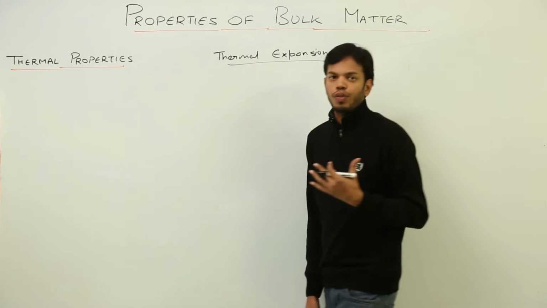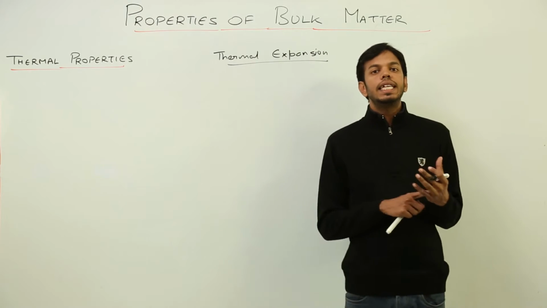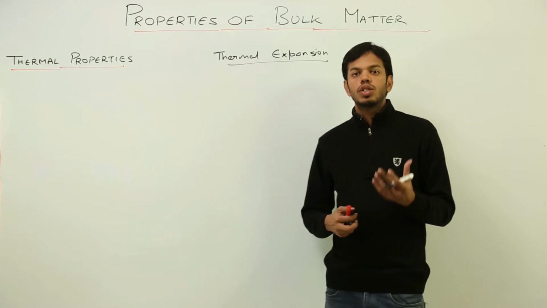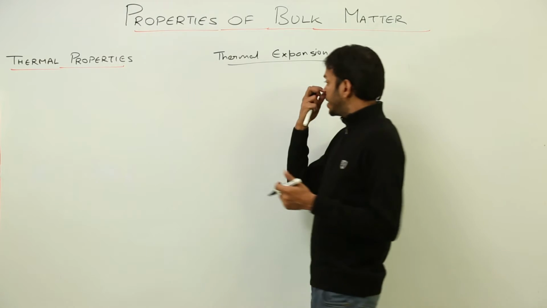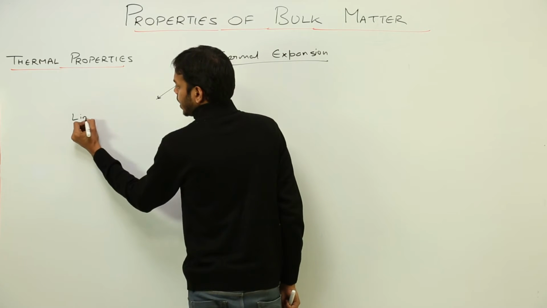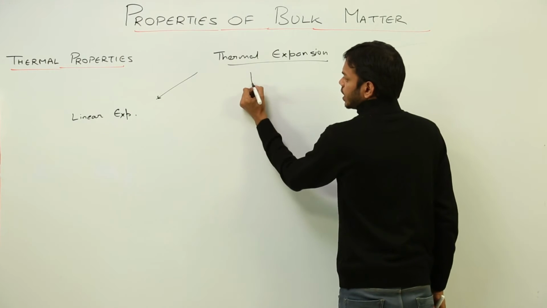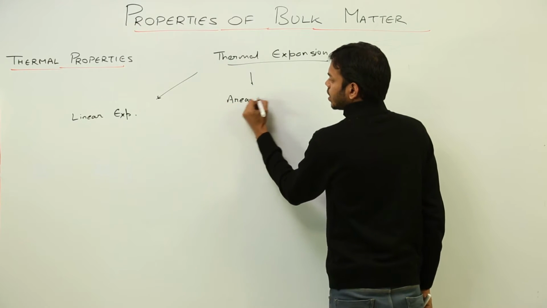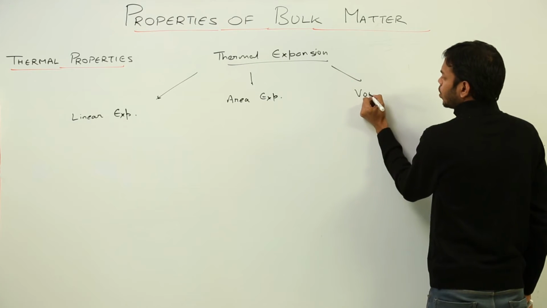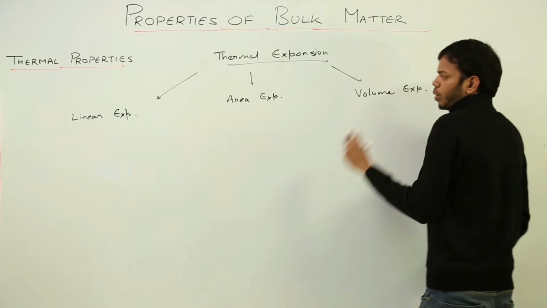Right now what we are talking about is the increase in volume when heat is given to solid, liquid and gas. We have started with solids. In solids, thermal expansion is divided into three parts. One is called linear expansion, another one is area expansion, and the third one is volumetric expansion, or volume expansion.